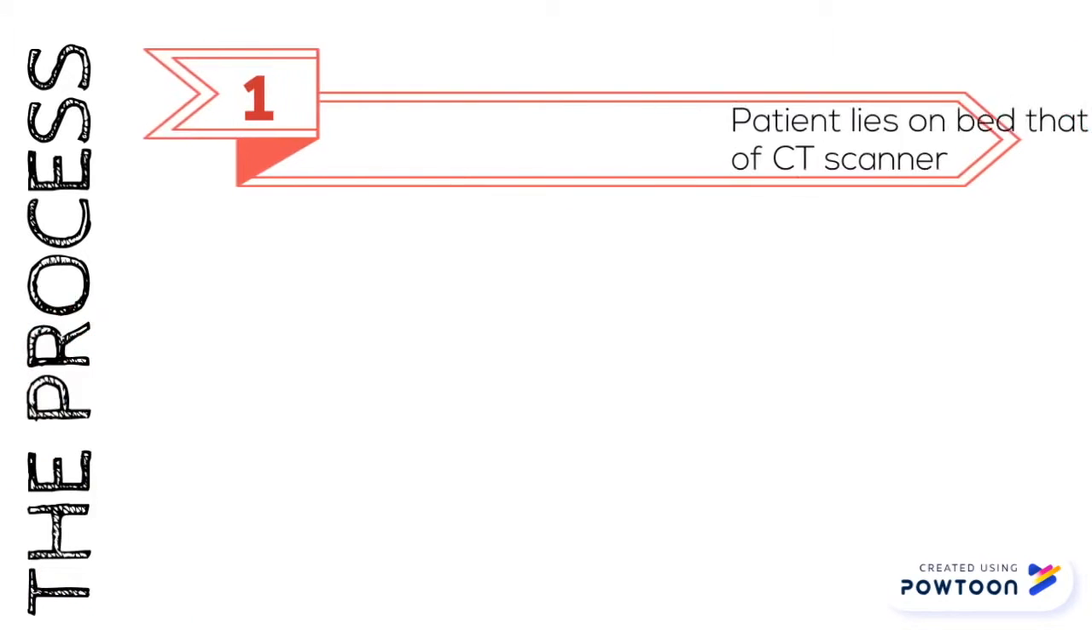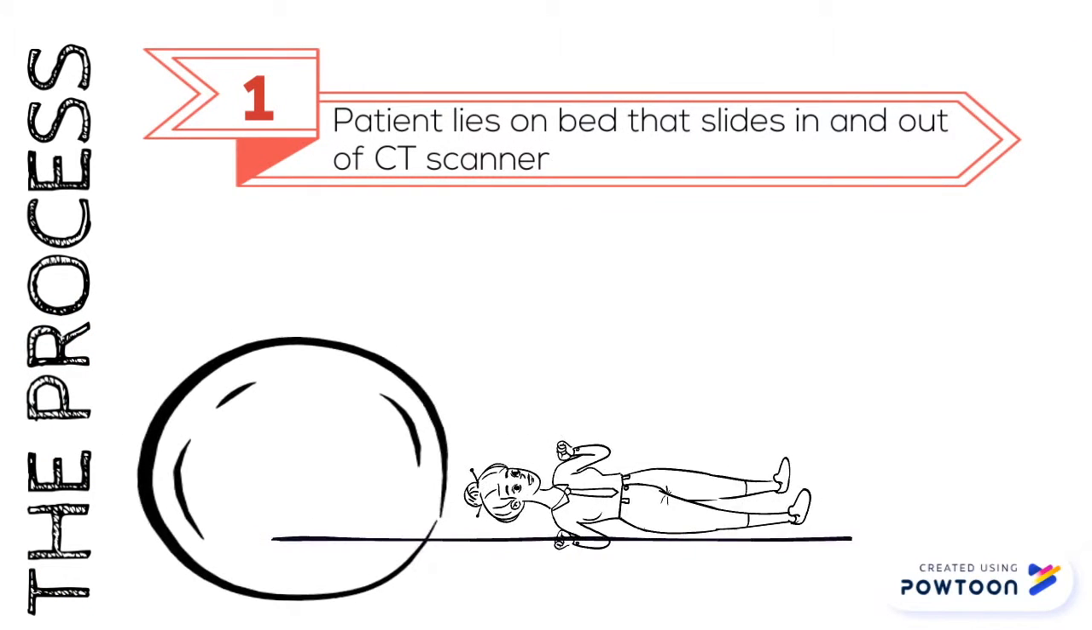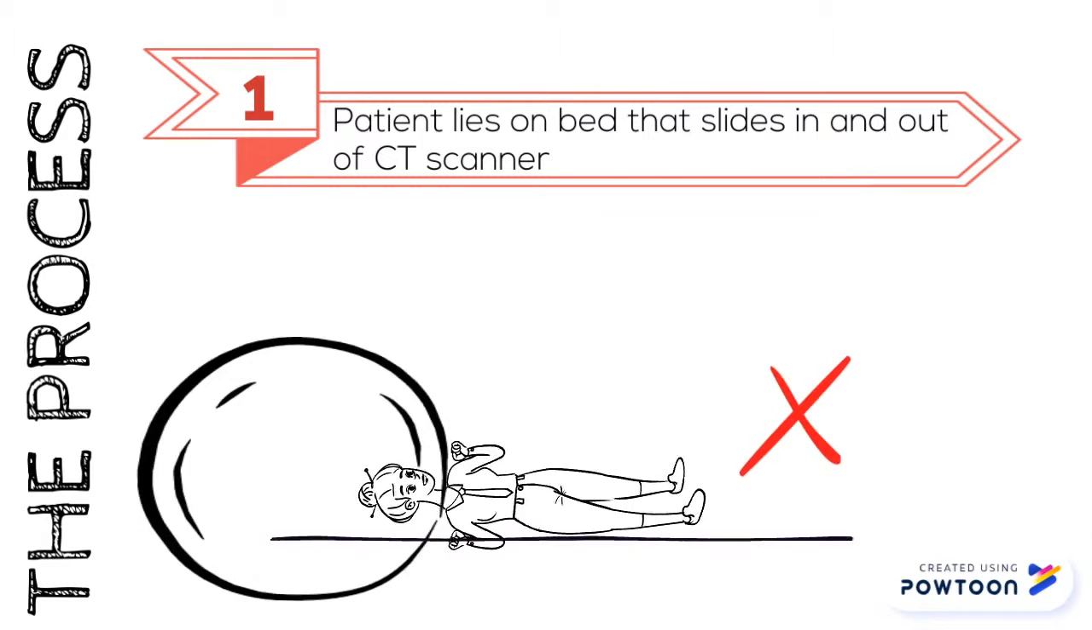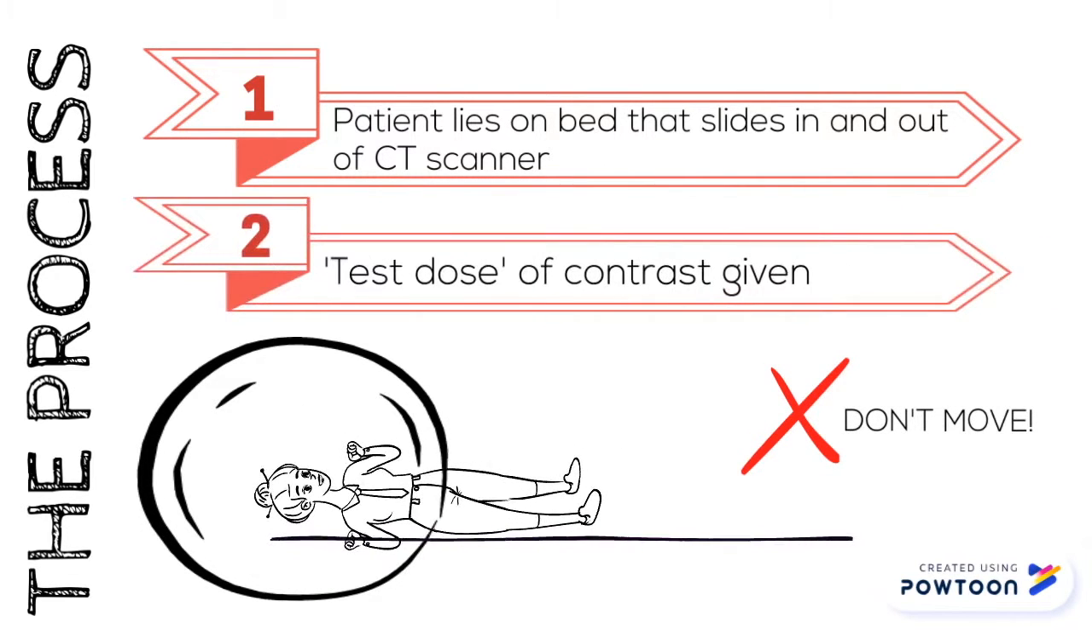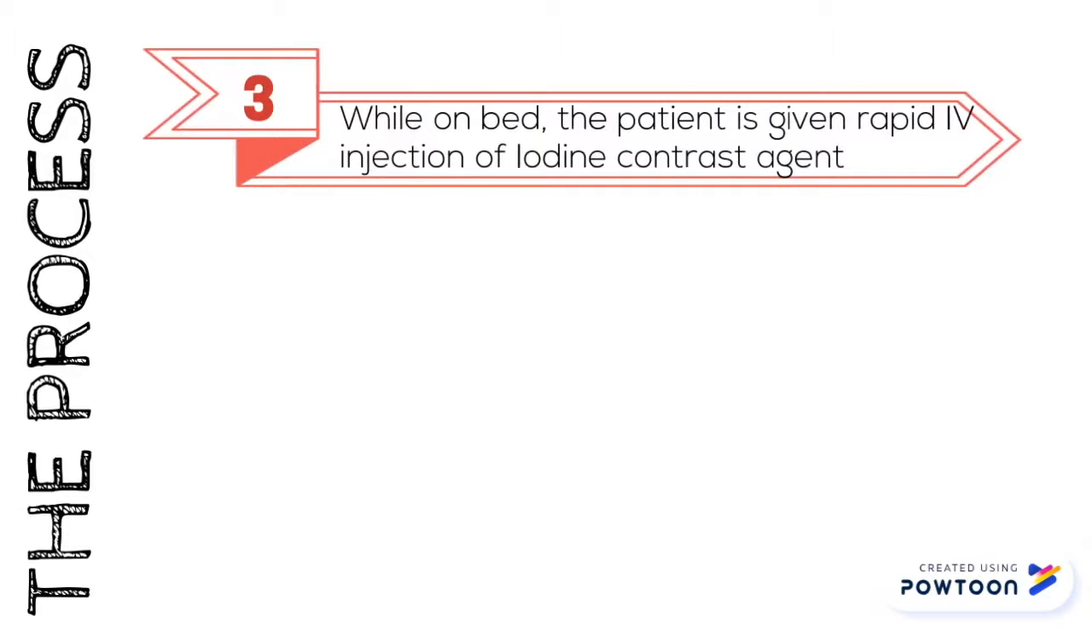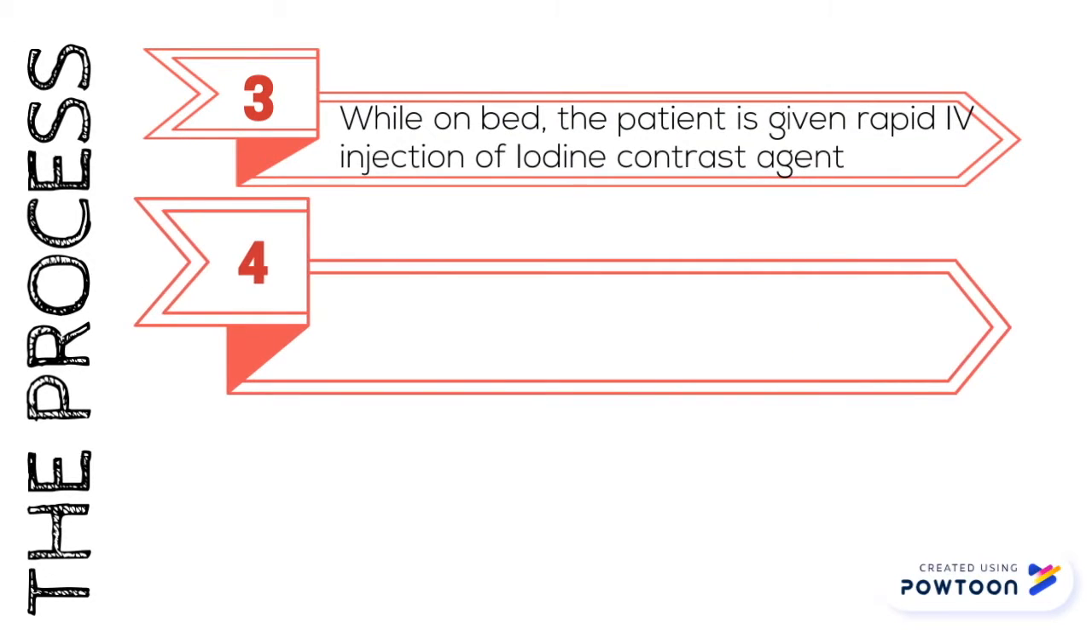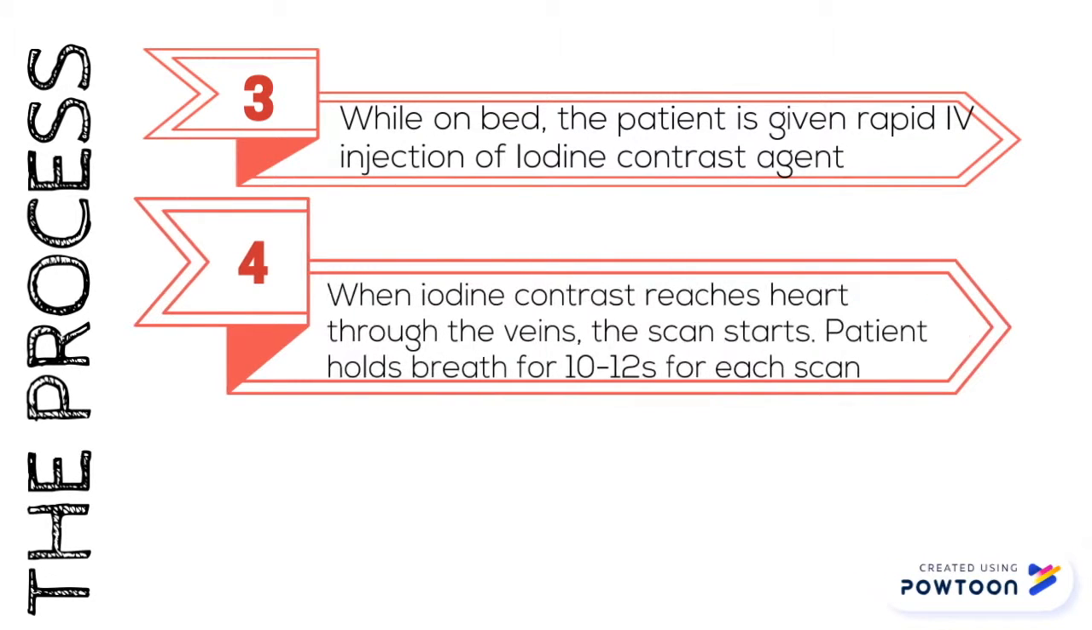The patient lies on the bed that slides in and out of the CT scanner. It is important not to move as it affects the quality of the image. A test dose of contrast is given to determine the exact time to begin the scan, or it is automatically done by the machine before the scan. The patient is given rapid IV injections of iodine contrast agent. Once the iodine contrast reaches the heart, the scan starts and the patient holds their breath for 10 to 12 seconds each time a scan is taken.